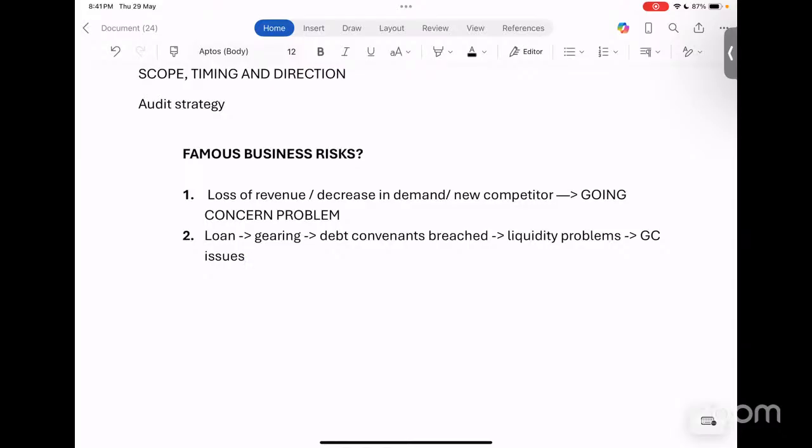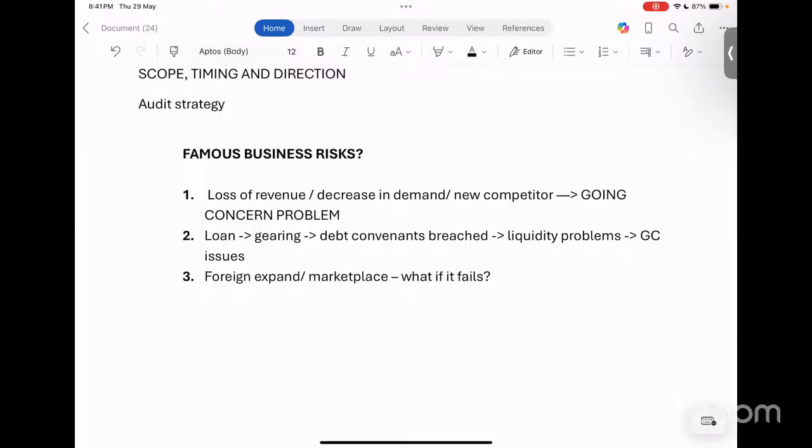Then there could be some issues regarding foreign expansion. So maybe the company is planning to expand in a foreign or any other marketplace. So the risk associated with it is, what if it fails? What if it fails? Just like you think before your exam, what if I fail?